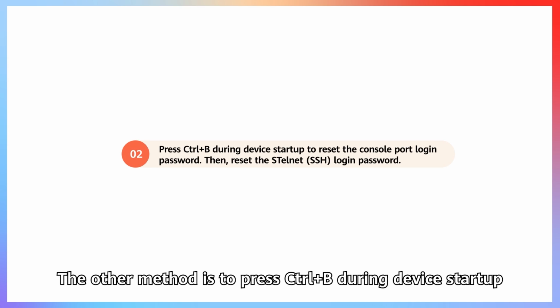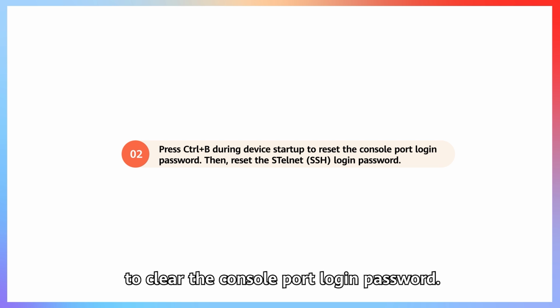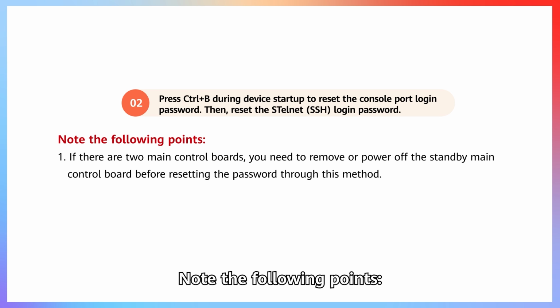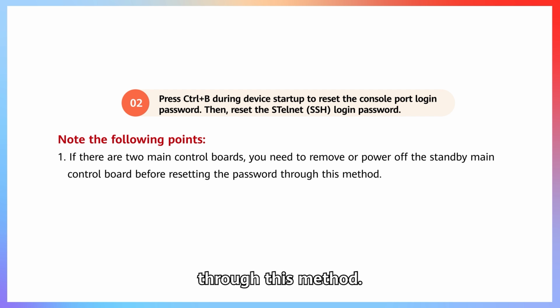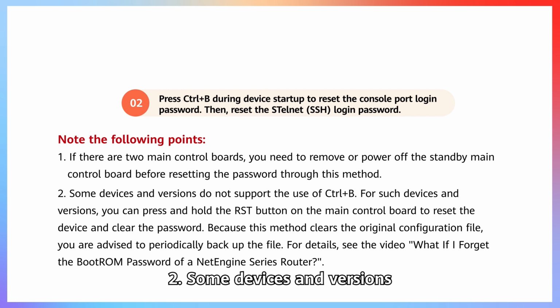The other method is to press Ctrl+B during device startup to clear the console port login password. Note the following points. First, if there are two main control boards, you need to remove or power off the standby main control board before resetting the password through this method. Second, some devices and versions do not support the use of Ctrl+B.